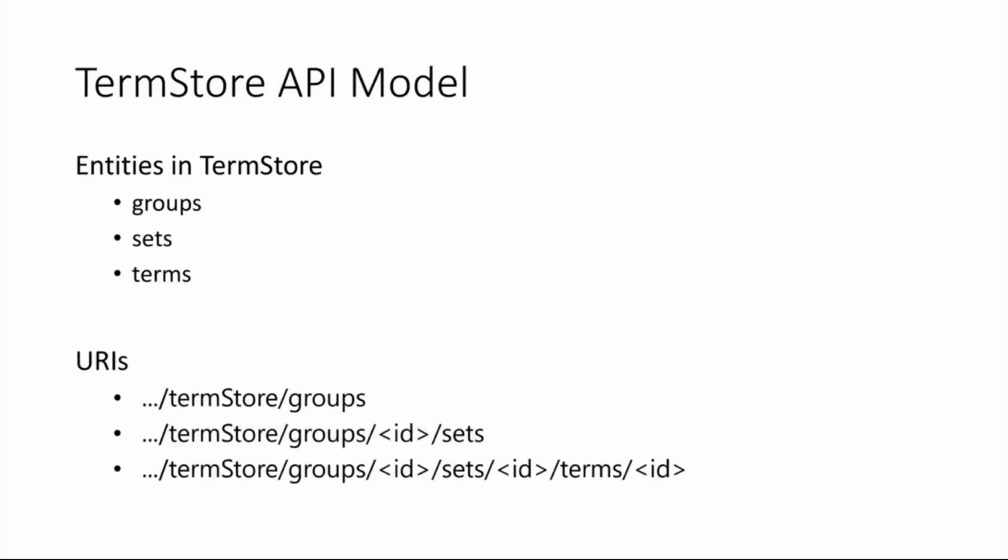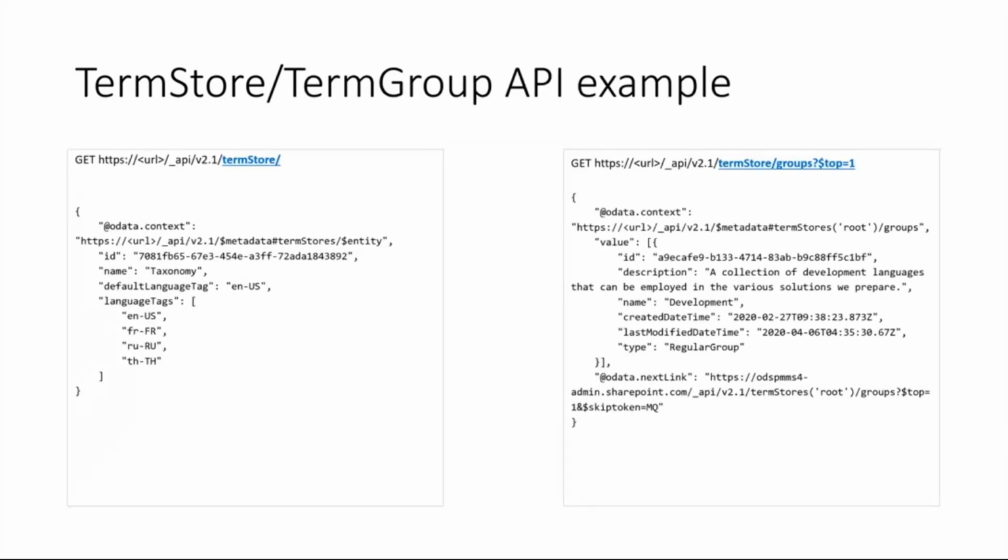The API model, the entities in the term store are groups which represent the term groups, sets which are the term sets, and terms themselves. And each of them have an ID for themselves to access those entities. So this is how a get on the term store would look like, where you will be listing all the term groups under the term store. It will return you the first level list of term groups.